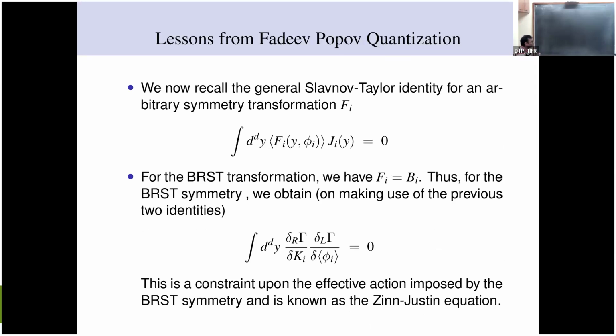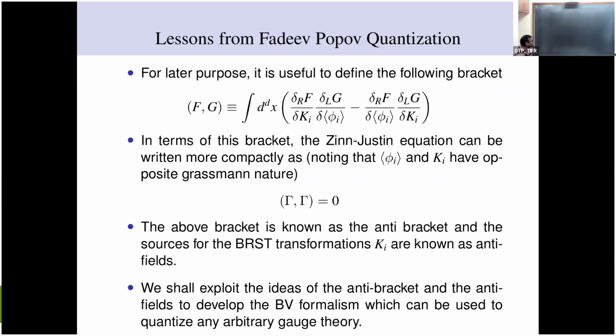So what we did was we introduced sources for the BRST transformation. These K_i are the sources for the BRST transformation. Phi_i are the expectation values, the one-point functions of your original fields. Gamma is the 1PI effective action. And the consequence of your gauge symmetry can be represented in this way. By introducing these sources for the gauge transformation, we can find the consequences of the symmetry by this equation. That is where we had stopped.